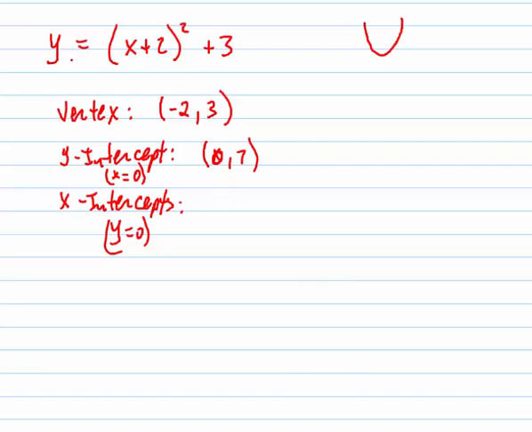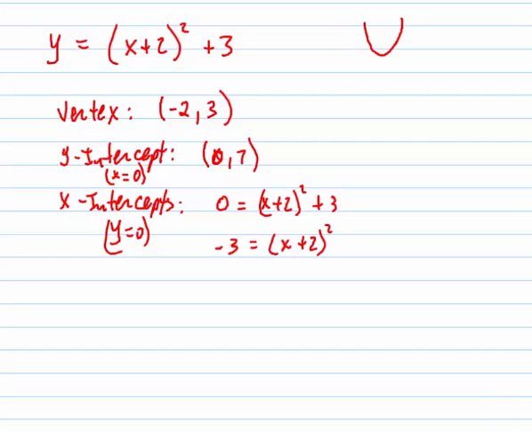The x-intercept, if we let y be equal to 0, 0 is equal to x plus 2 quantity squared plus 3. Bring that over, minus 3 is equal to x plus 2 quantity squared. We have no real x-intercepts, right? You can't take a square root of minus 3. So we'll use these two to graph it.